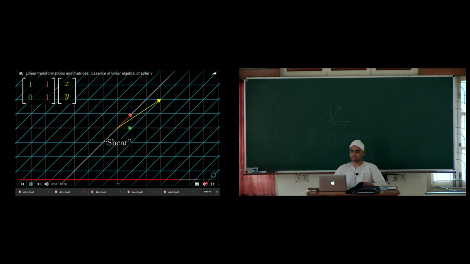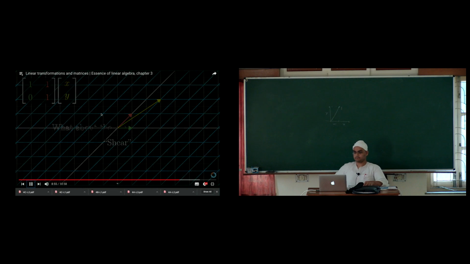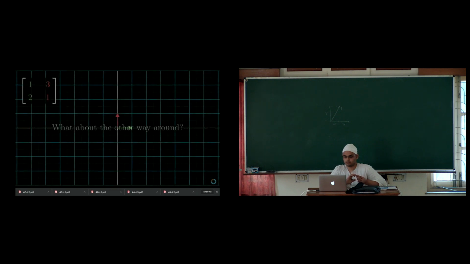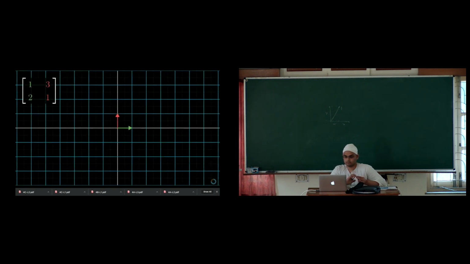By that vector. Let's say we want to go the other way around, starting with a matrix, say with columns 1, 2, and 3, 1, and we want to deduce what its transformation looks like. Pause and take a moment to see if you can imagine it.